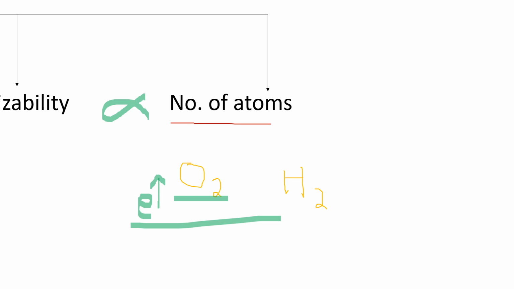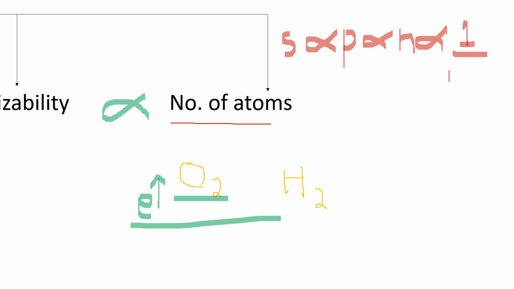Now let me tell you a bonus point. The London dispersion force is directly proportional to the polarizability, and polarizability is directly proportional to the number of electrons. But here one thing is inversely proportional, and that one thing is nuclear force. If there would be more nuclear force, of course there would be less electron cloud, and that's not good for the London dispersion force. And that was all about today's lecture.